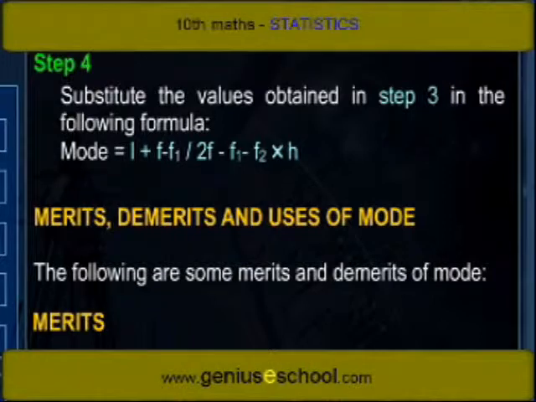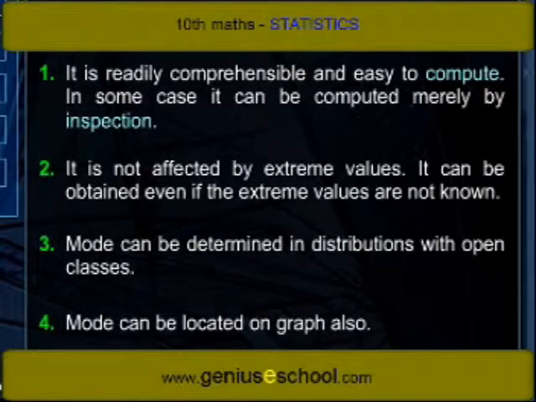Merits, demerits and uses of mode. The following are some merits and demerits of mode. Merits. It is readily comprehensible and easy to compute. In some cases, it can be computed merely by inspection. It is not affected by extreme values. It can be obtained even if the extreme values are not known. Mode can be determined in distributions with open classes. Mode can be located on a graph also.